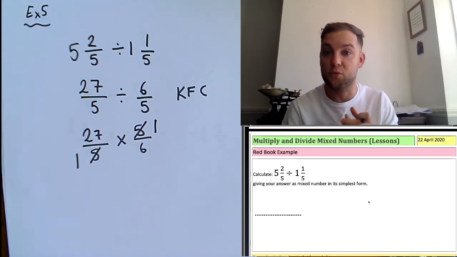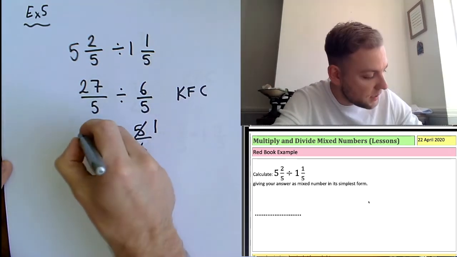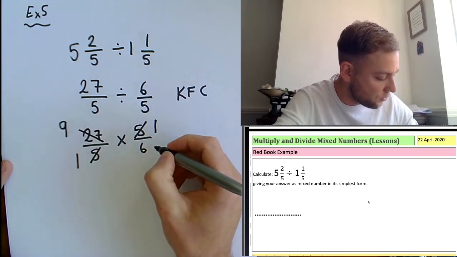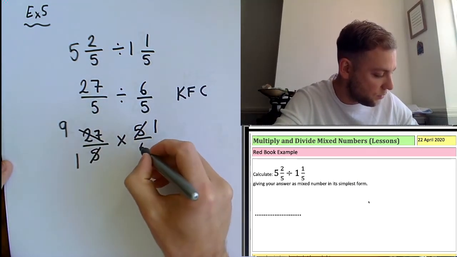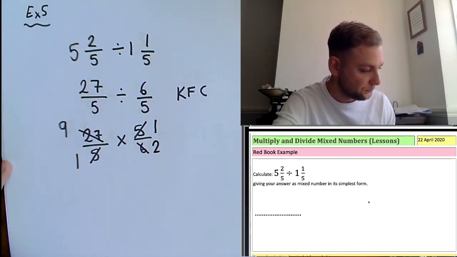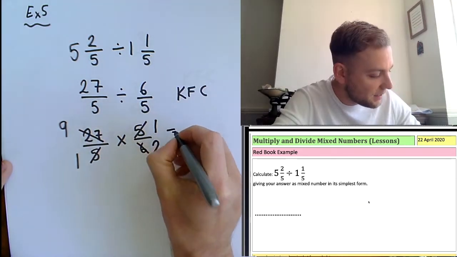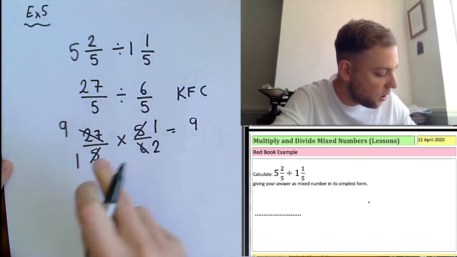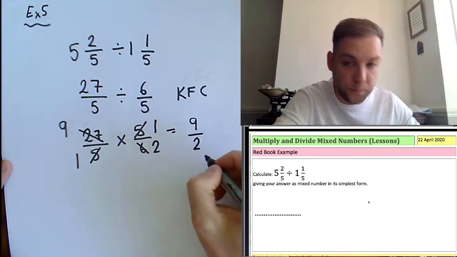You notice that 3 goes into both of these. So how many times does 3 go into 27? 9 times. How many times does 3 go into 6? Twice. And then I times the top. So 9 times by 1 is 9. 1 times by 2 is 2.